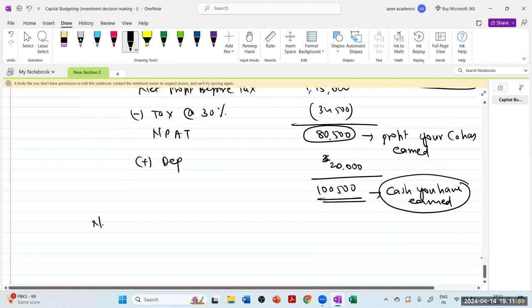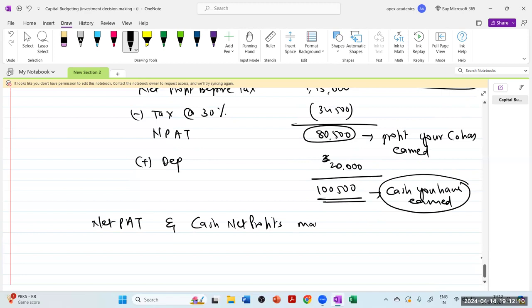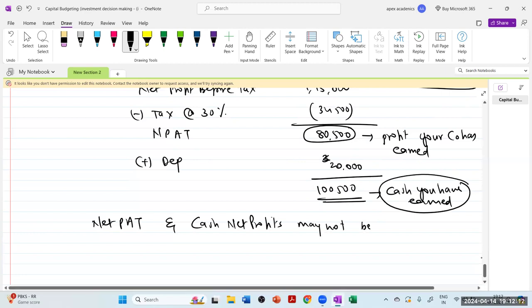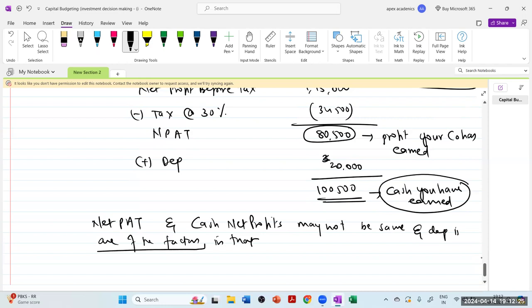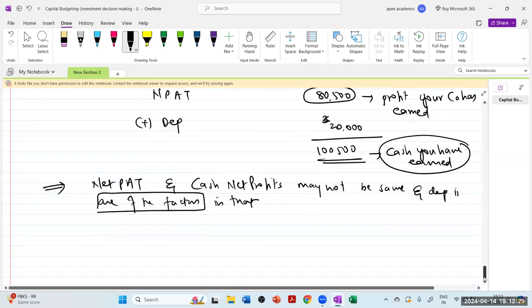So net profit after tax and cash net profits may not be the same, and depreciation is one of the factors for that. Sir, why are you saying one of the factors? There are various other factors we don't need to discuss right now, like collection from debtors, etc.